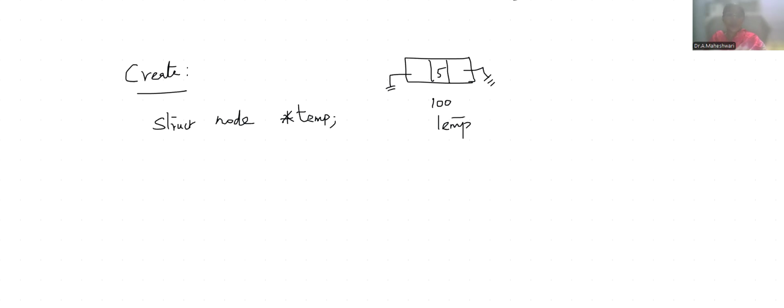So temp is equal to malloc sizeof struct node, we know the syntax. After that, you have to fill three places. How can I access these fields? Temp of previous, this is temp of data, and this is temp of next.